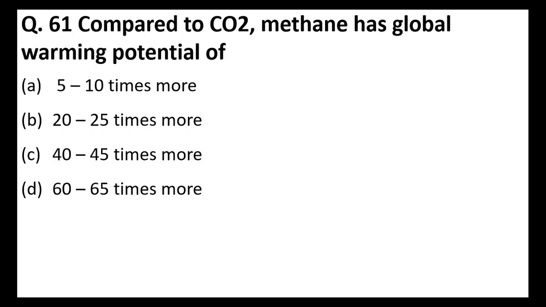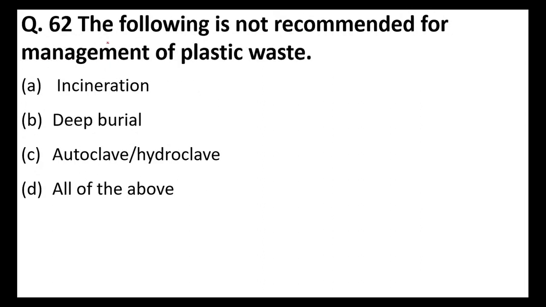Compared to CO2, methane has a global warming potential of 5 to 10 times more, 10 to 25 times more, 40 to 45 times more, or 60 to 65 times more. The right answer is B. Methane has more global warming potential, or it can cause more damage than carbon dioxide.